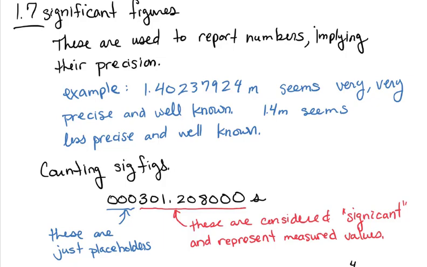So, significant figures. Basically the idea is to use sig figs to report your numbers and imply their precision. So if somebody was going to hand in an answer to a question or to a lab, writing down this number, 1.40237924 meters, that seems really, really precise and really, really well known. Right? But maybe you didn't mean it that precise and well known, so you might just report it as 1.4 meters. So it's basically just rounding to imply the right amount of precision.